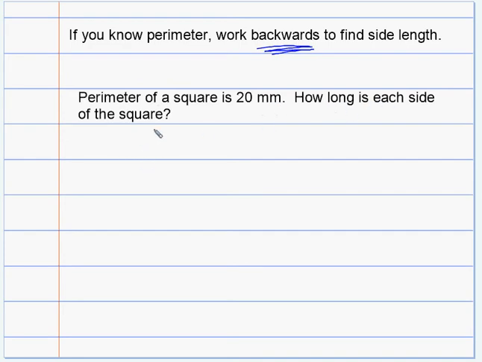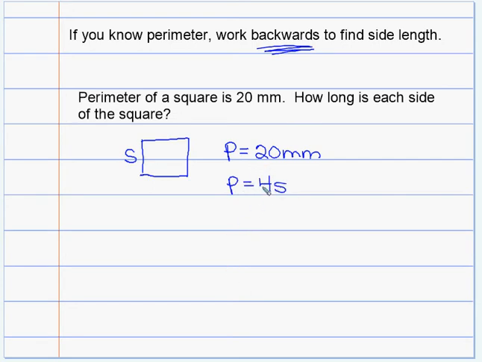So what I like to do is I like to draw or sketch a square, and then I like to note what I know. So the perimeter equals 20 millimeters. Well, we're talking about a square, and so I know that the side length is S. And I also know that my formula for calculating perimeter was P equals 4S.